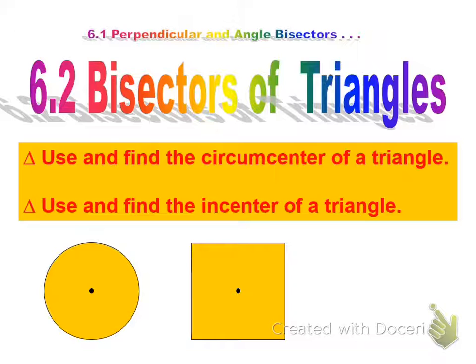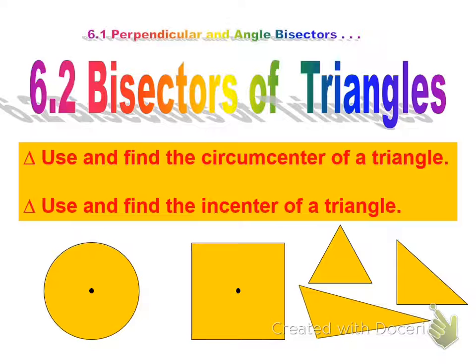So the issue is with a triangle. There's not one way for a triangle to look, right? There's a bunch of different types of triangles, so there's a bunch of different types of centers. One center is the same distance to all the sides. One center is the same distance to all the angles. We're actually going to talk about those today. That's our goal. Capiche?